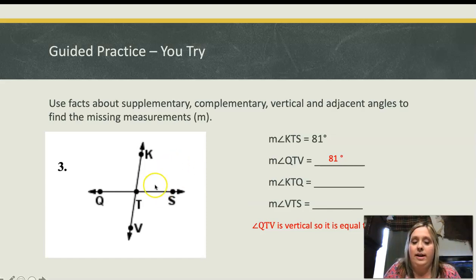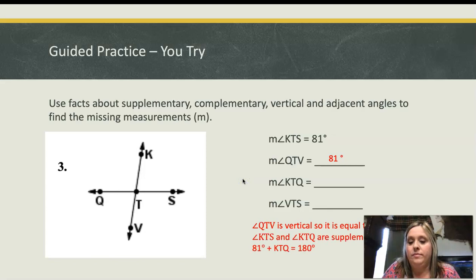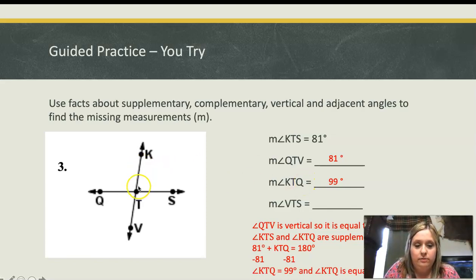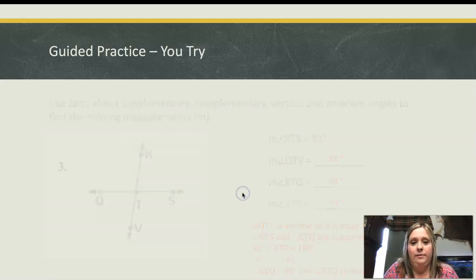Then, if that's 81 and that's 81, how do we solve for the other two? Kim? We would set it up like an equation, and I just put KTQ there to represent the missing value. Then you would subtract 81 from both sides, and you would end up with 99. And then, since KTQ is 99, VTS also has to be 99 because they are vertical. Okay, good job, guys.